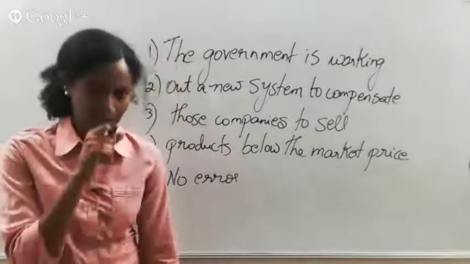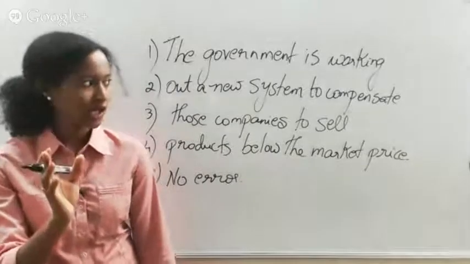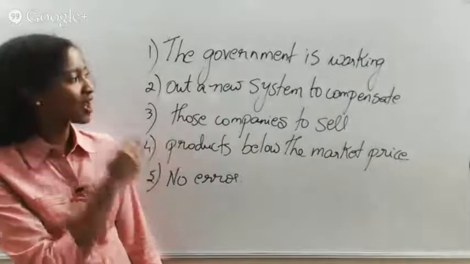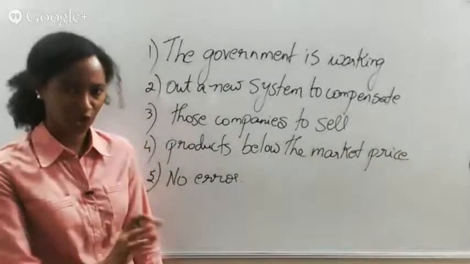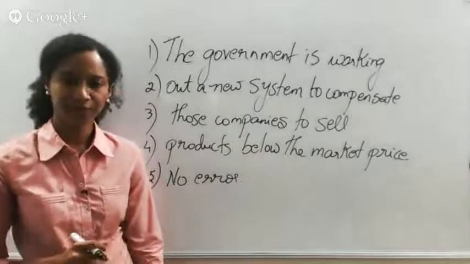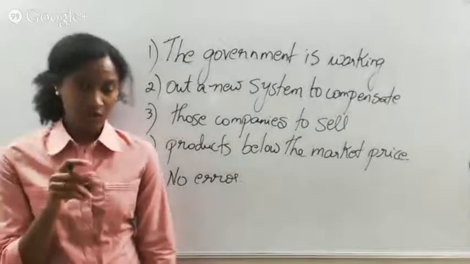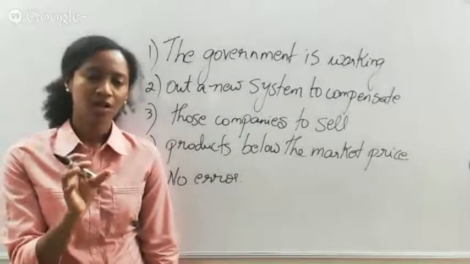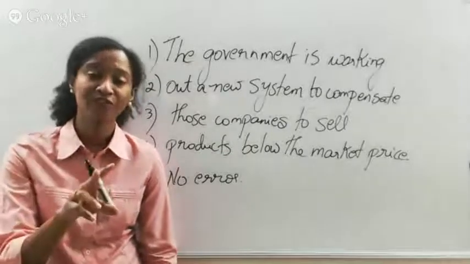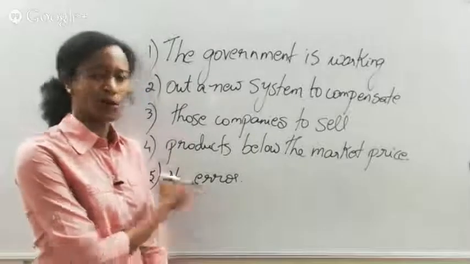So remember, we've looked at our relative pronouns. We have which, that, who, when, where. Okay. So can you identify the relative pronoun in the sentence first? Let's look at the sentence. The government is working out a new system to compensate those companies to sell products below the market price. Are there any relative pronouns here? But sometimes you will have to figure out there might be some incorrect prepositions also in the sentence which you have to replace with a relative pronoun. So this is one such case.